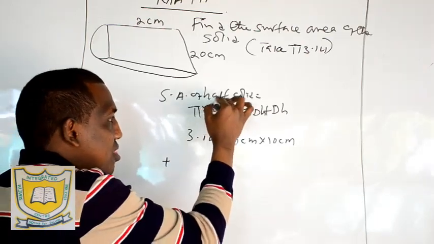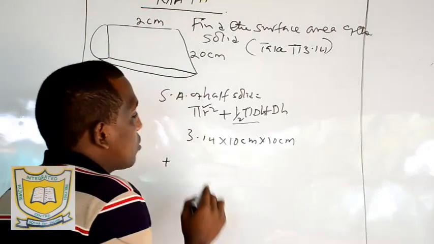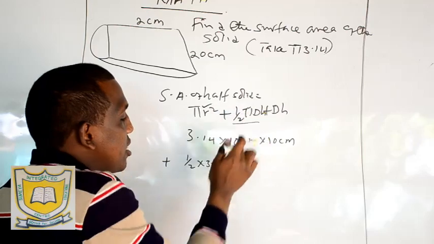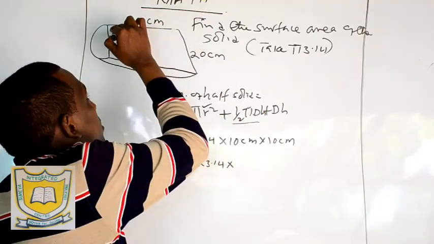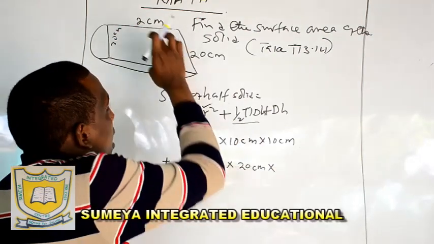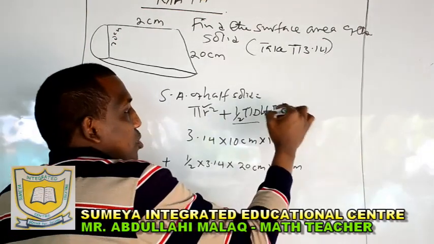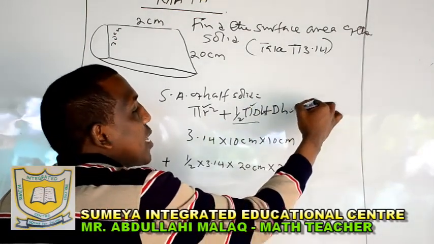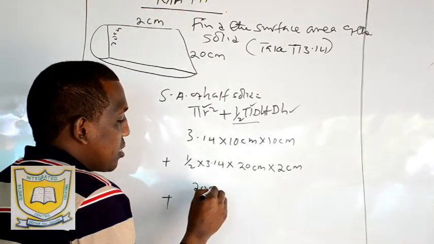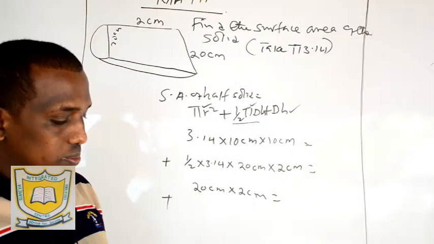plus. So we are through with the first part of the formula. We proceed now to the second part: a half times 3.14, a half πdh. The diameter is 20 centimeter, times the height, which is 2 centimeter, plus. We are through with the second part of the formula. We go now to the last part of the formula: dh. d means diameter, which is 20 centimeter, times height 2 centimeter. So that's how we do.